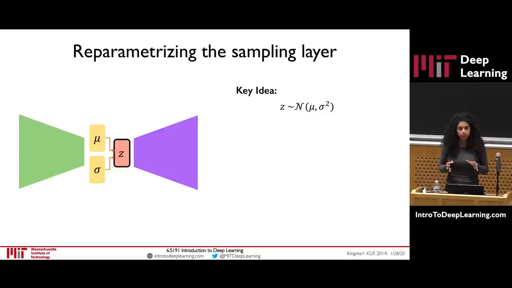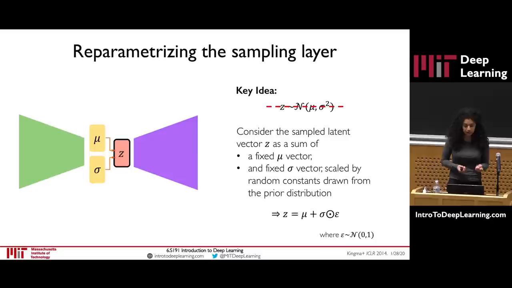But what was a really breakthrough idea that enabled VAEs to really take off was to use this little trick called the reparameterization trick, to reparameterize the sampling layer such that the network can now be trained end to end. And I'll give you the key idea about how this operation works. Instead of drawing Z directly from a normal distribution that's parameterized by mu and sigma, which doesn't allow us to compute gradients, what we can do is consider the sampled latent vector Z as a sum of a fixed vector mu, a fixed variance vector sigma, and then scale this variance vector by a random constant that is drawn from a prior distribution. So for example, from a normal Gaussian.